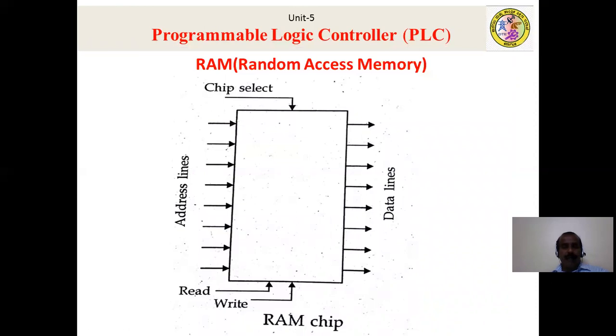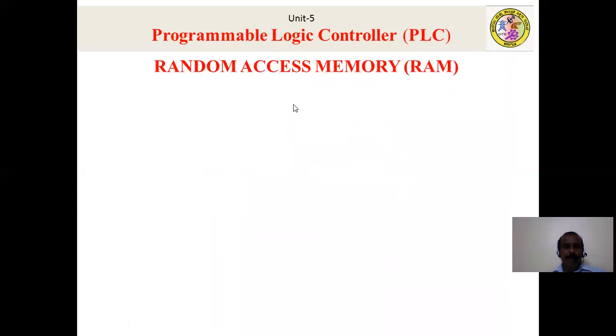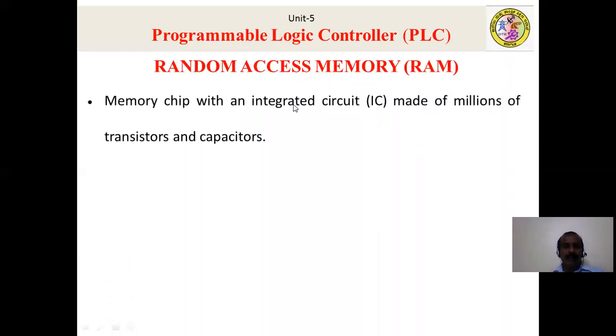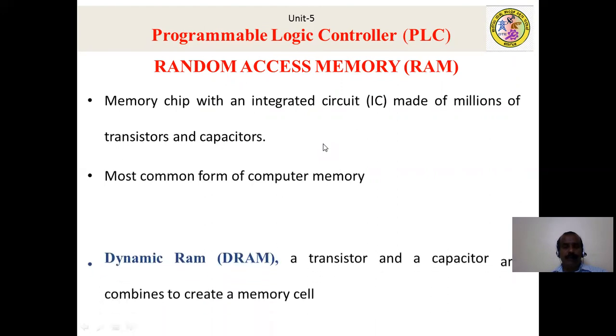Here we have the block diagram of RAM, random access memory. It has got 8-bit address line, 8-bit data line, read pin, write pin, and a chip select pin. Random access memory or the RAM. The RAM chip is an integrated circuit which is made up of millions of transistors and the capacitors. It is the most common form of computer memory.